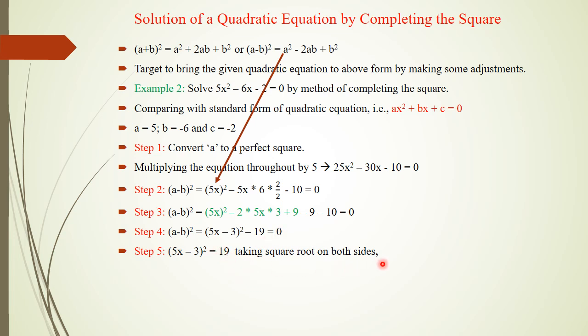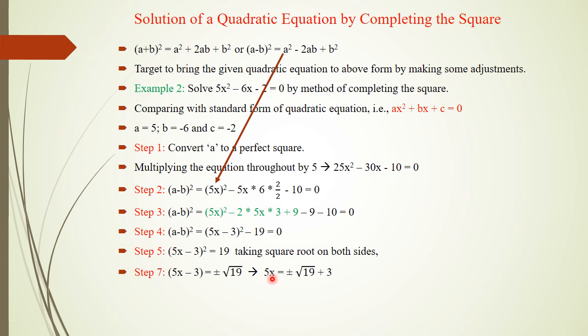Now I take the square root on both sides in order to arrive at the final answer for x. To remove this square here, what will happen? Square root and square get cancelled. I'll be left with 5x minus 3 equal to square root of 19, plus root 19 or minus root 19. When I take the square root, it can be either plus or minus. Therefore 5x is equal to this minus 3, I'll bring it to the other side, it will be plus or minus root 19 plus 3 here.